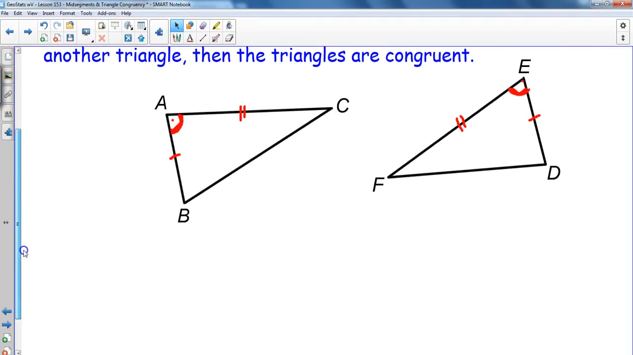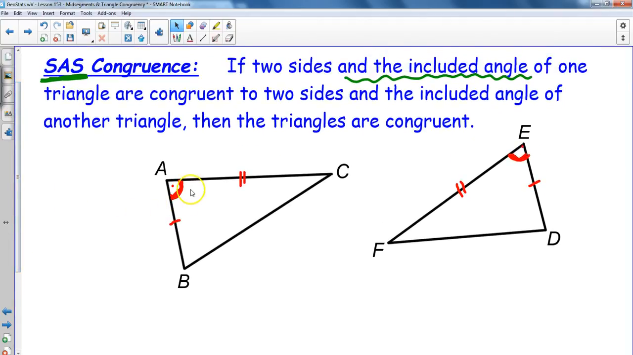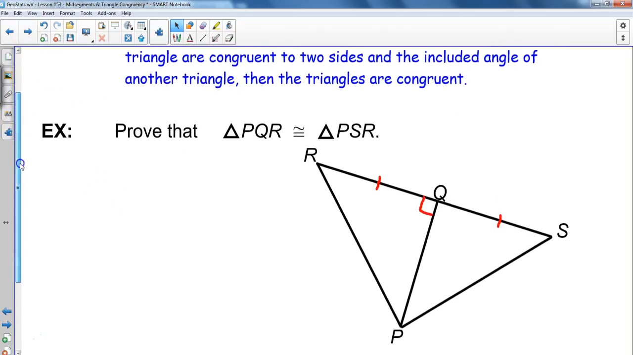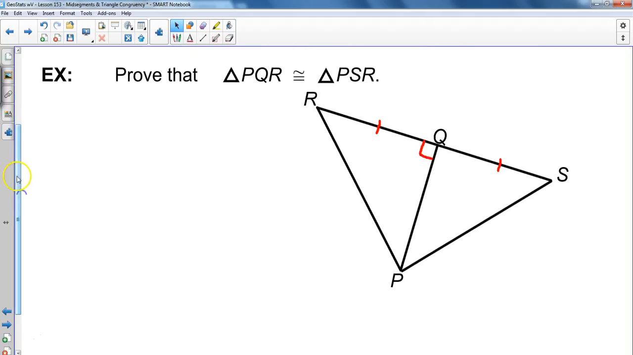In this, the important thing is you look at the order in which these things are given. The angle has to be in between the two sides, and that's the way that we're going to argue this as well. So here's a quick example of using SAS congruence in order to prove that two triangles are congruent. Here's the given information. Let's use that given information to prove that these two triangles up here are congruent.